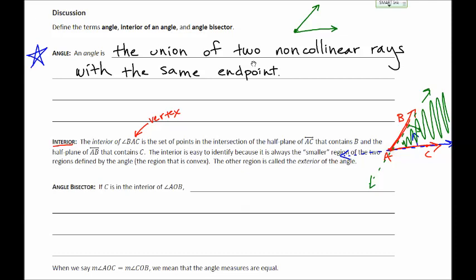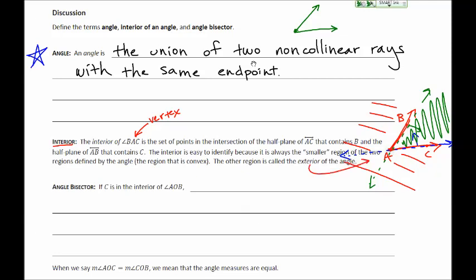The definition continues. The interior is easy to identify because it is always the smaller region of the two regions defined by the angle, the region that is convex. The other region is called the exterior of the angle. So this part in red, the other part is the exterior of the angle.